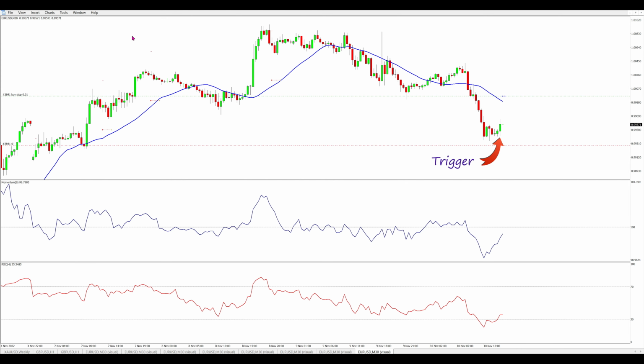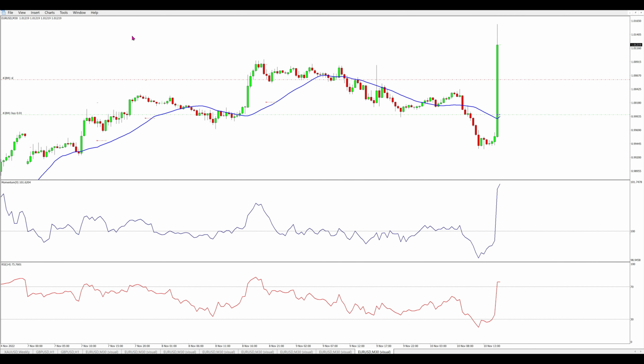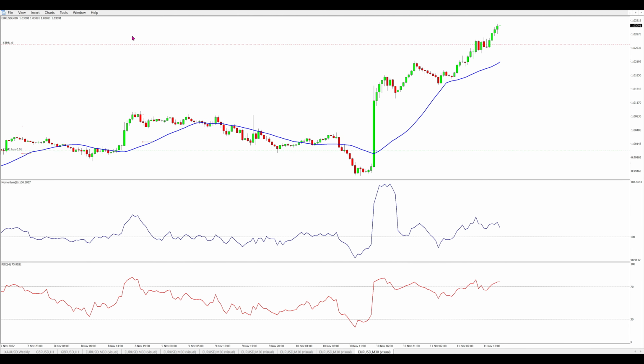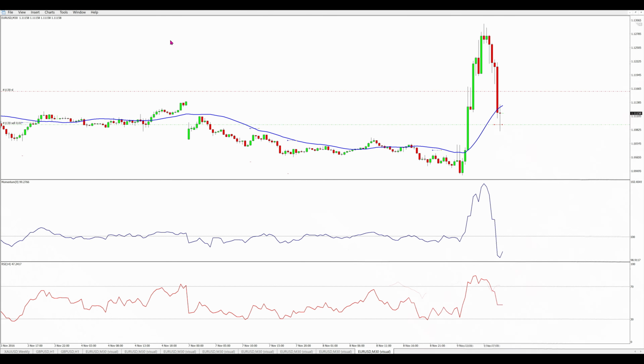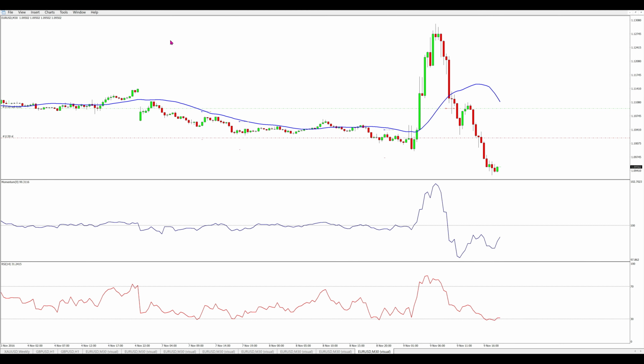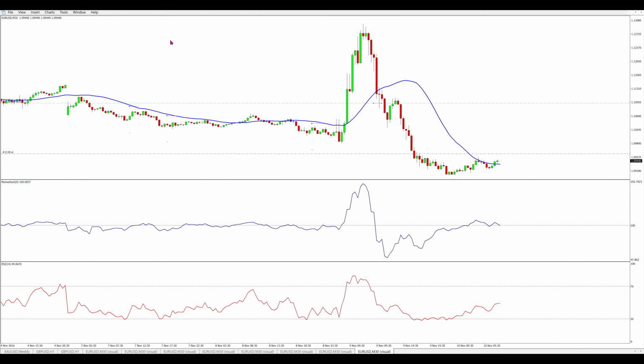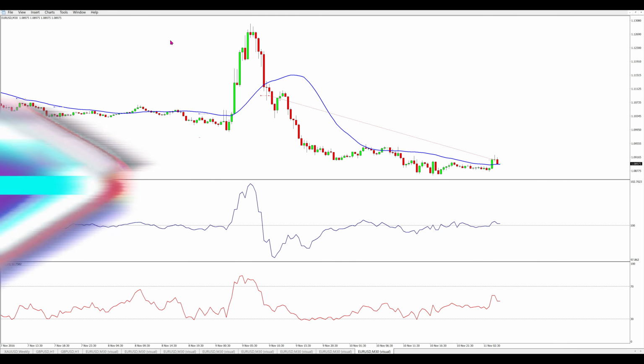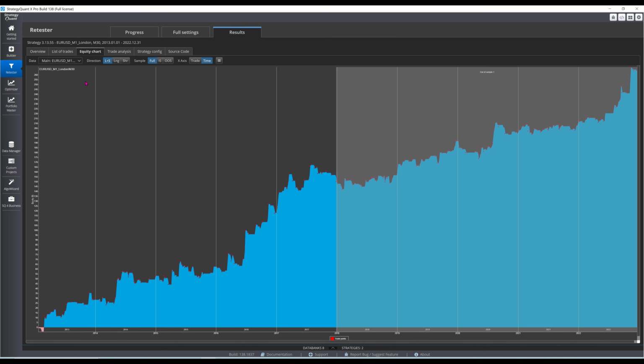Here's a long trade. And a short one. Both trades were taken out by the trailing stop loss. The equity curve shows a consistent uptrend without any deep drawdowns.